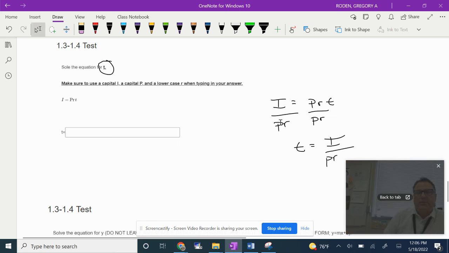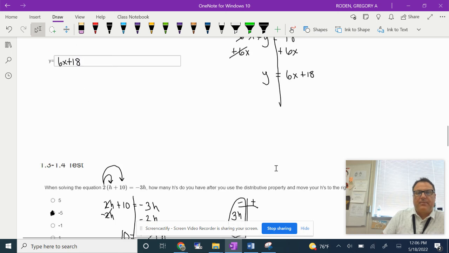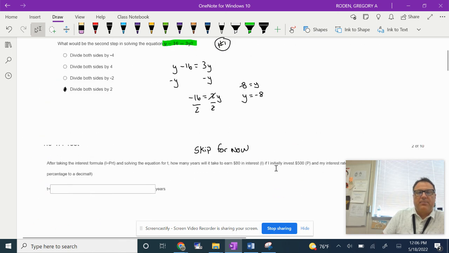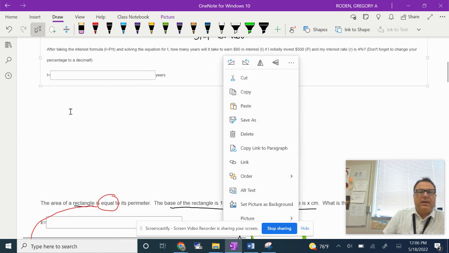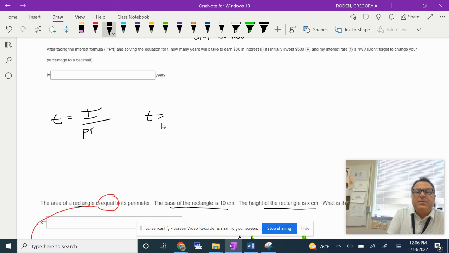Now, what I'm going to do is take this, copy it, and go to that one I skipped up top. All the way up here where I wrote skip for now, I'm going to recopy that answer I had. Okay, so that's my equation that I just solved for. And now I'm going to plug numbers into this equation and solve for t.